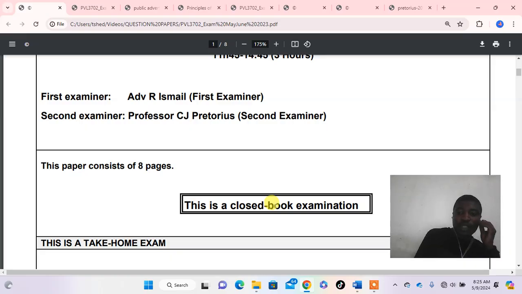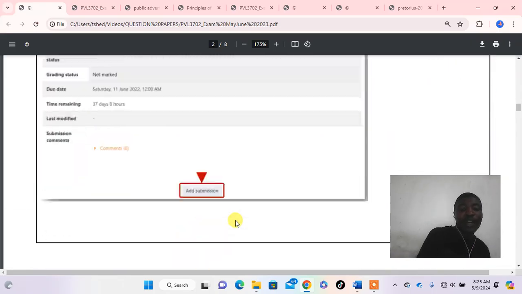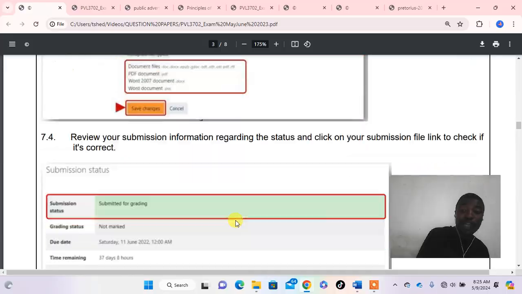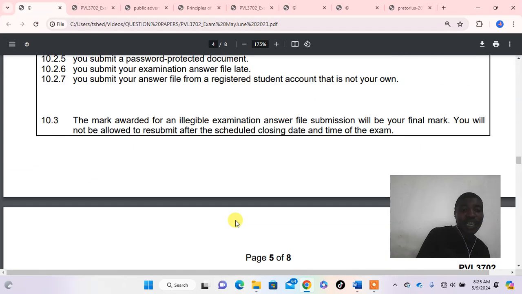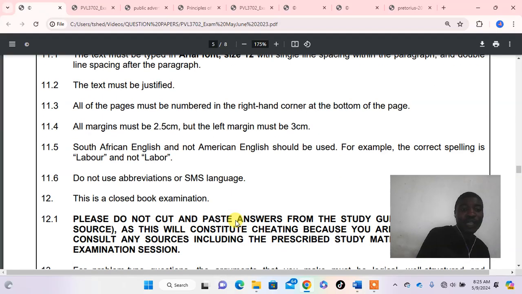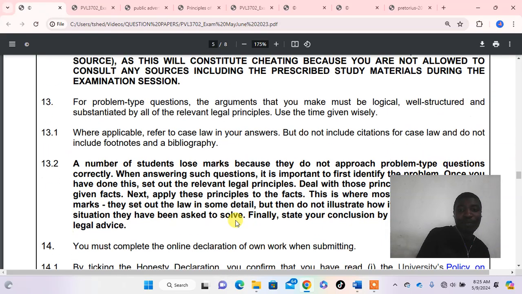Some students are idiots. They are writing a closed book examination. How can you write the full case? How can you reference the case in a closed book examination? It means that you have copied from the book and you get lower marks. There are many people who fail this because they are just being careless. Never, never, ever do that in the examination, unless you want to get 0.